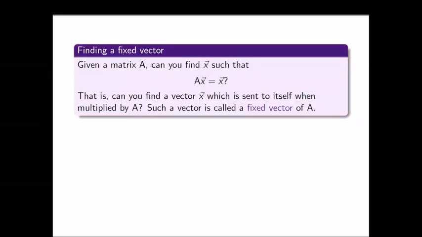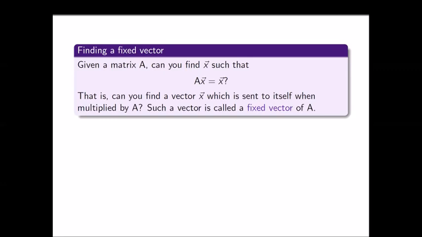In this video, I'll talk about eigenvalues and eigenvectors. I'll start this episode with a motivating question. If you have a matrix A, is it possible for us to find a vector X such that A times X is just X? In other words, can you find a vector X that remains unchanged upon multiplication by A? If it does exist, we call that vector a fixed vector of the matrix A.